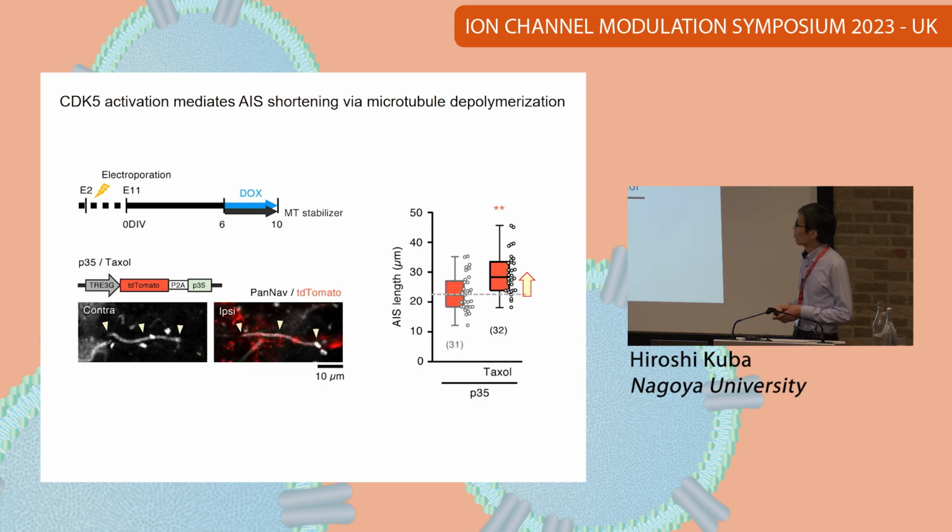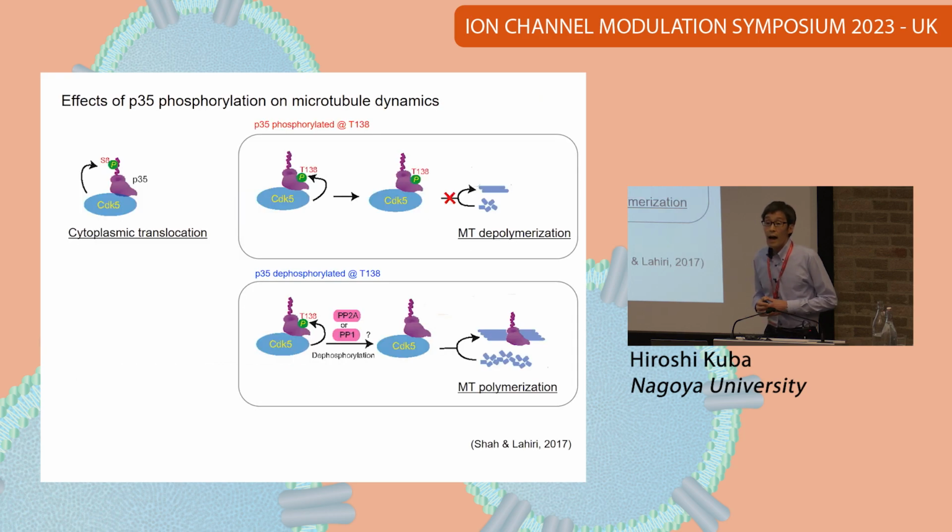Taxol also occluded the AIS shortening during the overexpression of p35. This supports the involvement of microtubule dynamics in the AIS shortening. Then how does CDK5 mediate this microtubule reorganization at the distal AIS region?